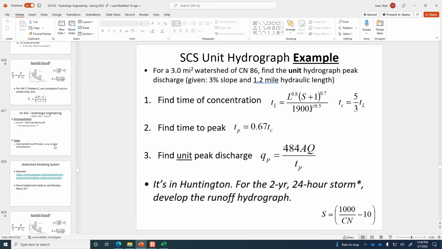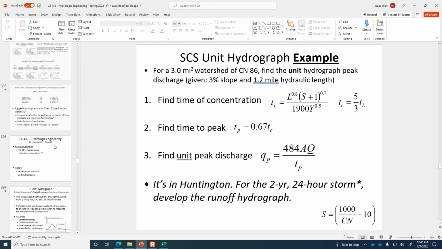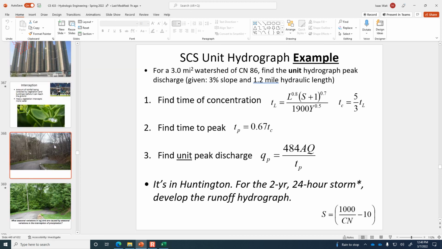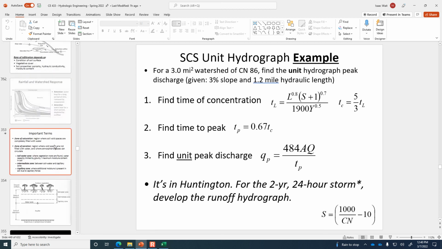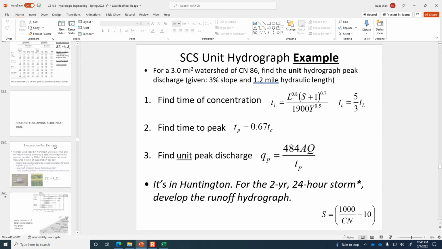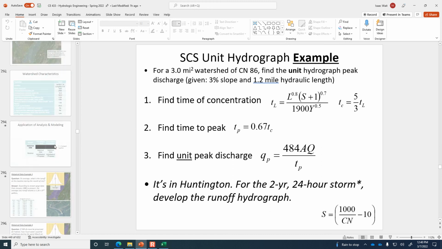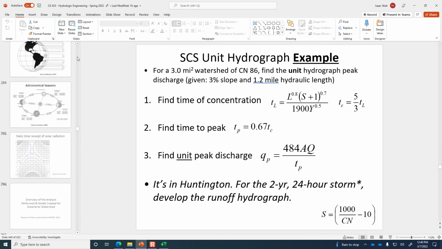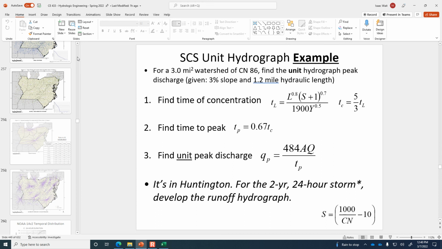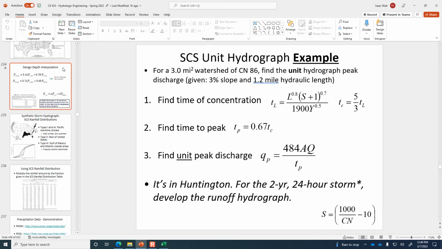Let's go back to when we were talking about temporal distribution of precipitation. What WMS will do, where's that distribution? I know we've seen it. Getting close. It's been a long semester. There it is.